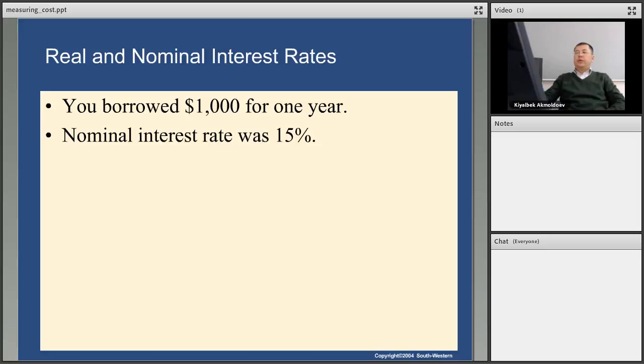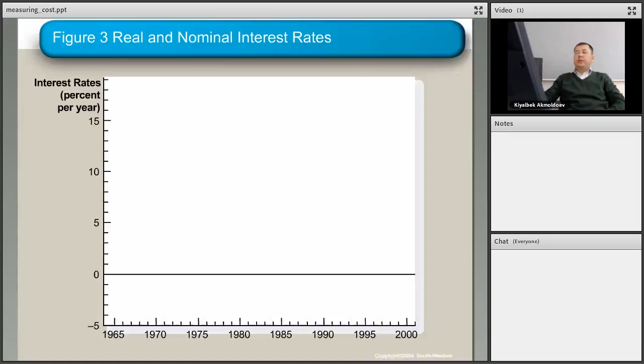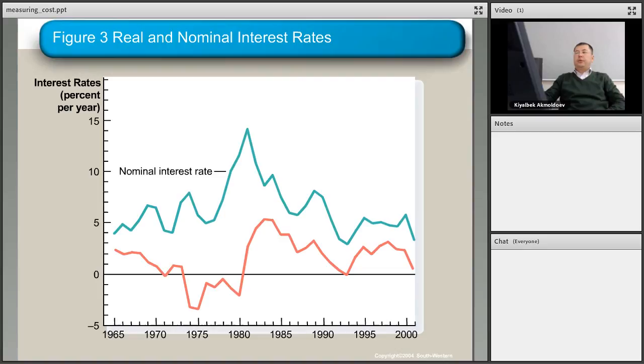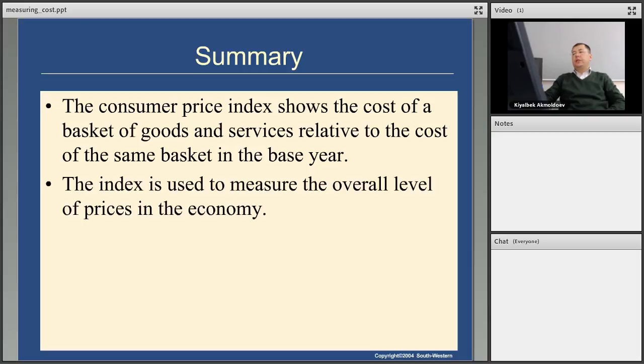So you borrow $1,000 for 1 year. The nominal interest rate is 15%. During the year, inflation was 10%. Real interest rate is nominal interest rate minus inflation, so it is 5% here. This is the real and nominal interest rates: this is the nominal interest rate, and this is our real interest rate, which is less. So in short, in total, what can we summarize? What can we say about this? The Consumer Price Index, or CPI, shows the cost of a basket of goods and services relative to the cost of the same basket in the base year.